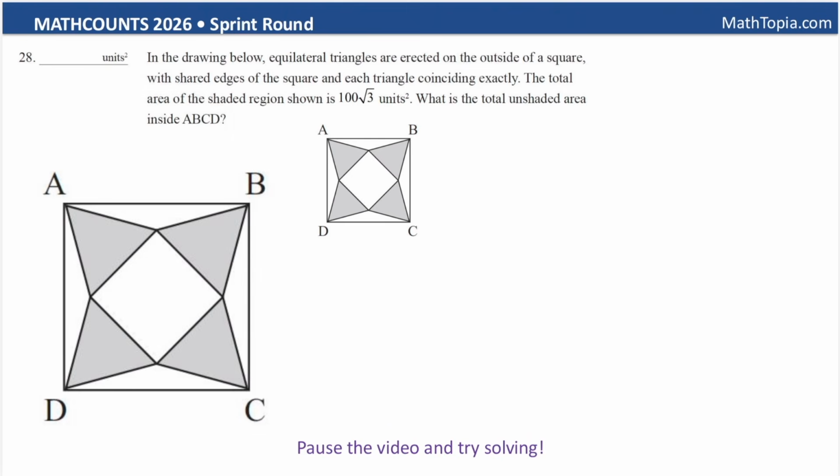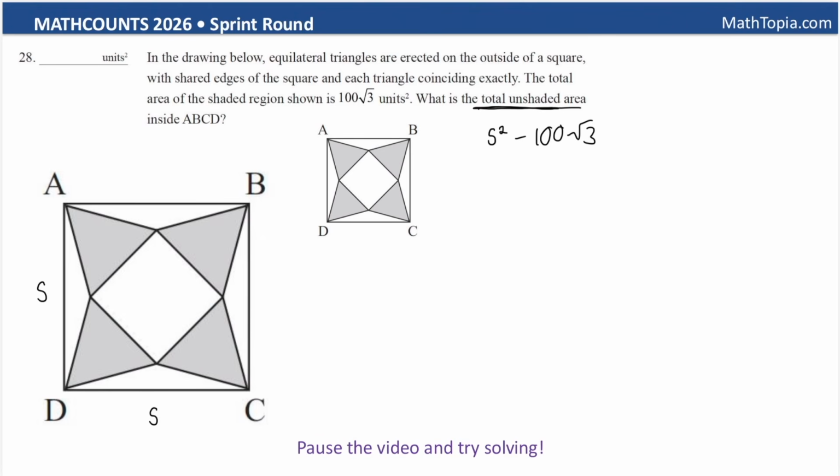Okay, so I'm just going to start by enlarging this image so that it's easier to draw on. And since ABCD is a square, we can call this side length S, so this side length is also S, and the area of ABCD is S squared. But we don't want the total area of ABCD, we want the total unshaded area. So we're going to subtract the shaded area, which is made up of the equilateral triangles, which is 10 root 3. So our answer is ultimately going to be S squared minus 10 root 3, so we have to find S.